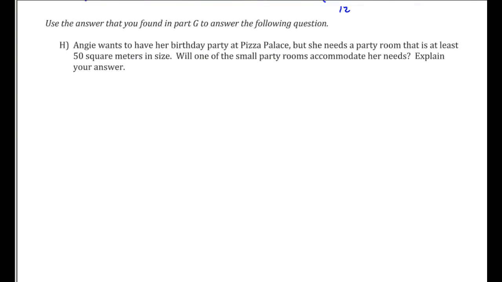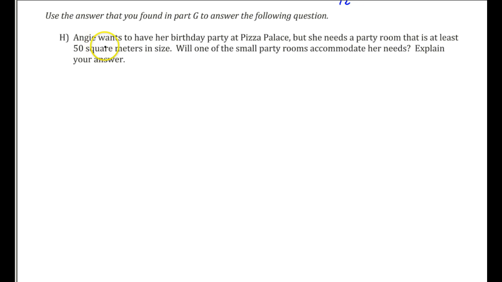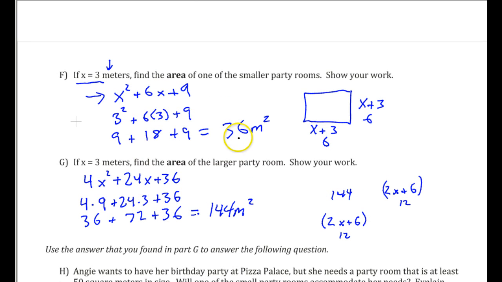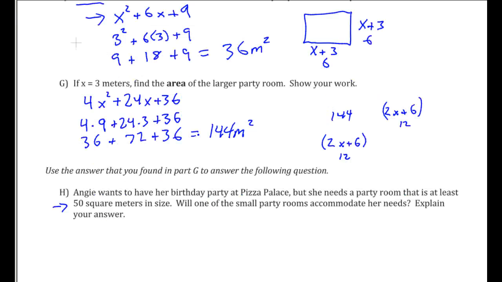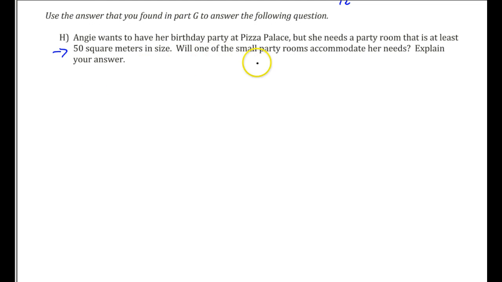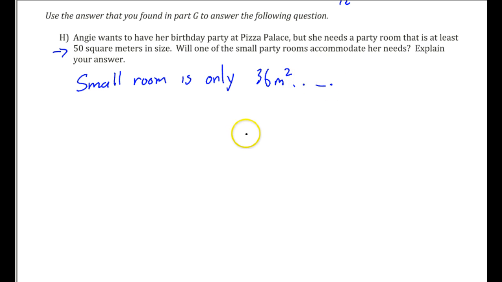So in part H they ask you, she needs a room that's at least 50 square meters. Will one of the small rooms work? What's the small room? 36. So will that work? No. Nope. 36 is too small. Small room is too small. Explain your answer. Yeah, small room, and you write out in words, small room is only 36 square meters, which will not fit, and just whatever wording you want to use. Okay?